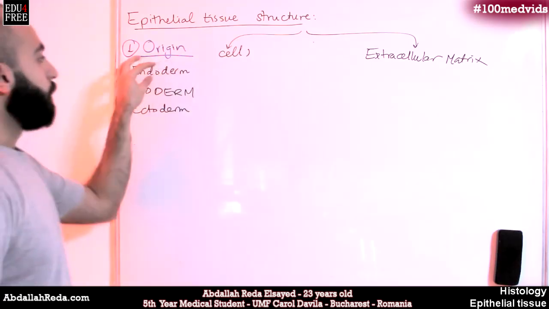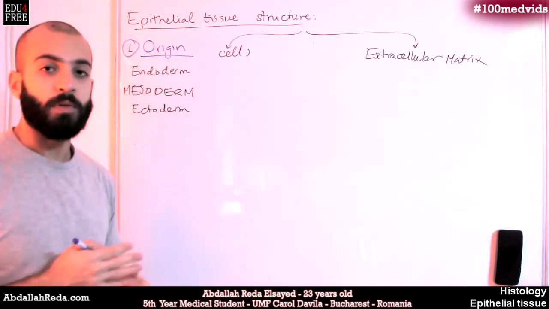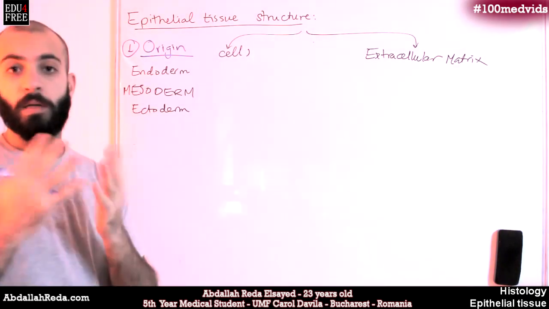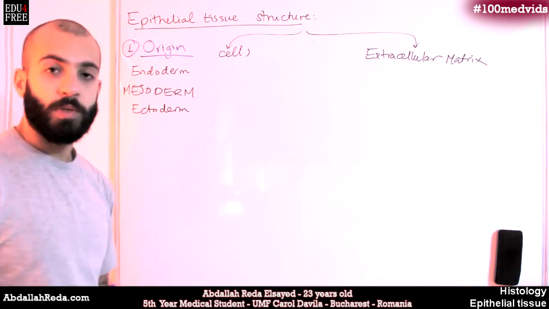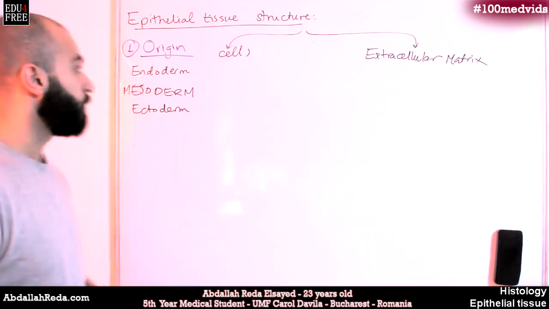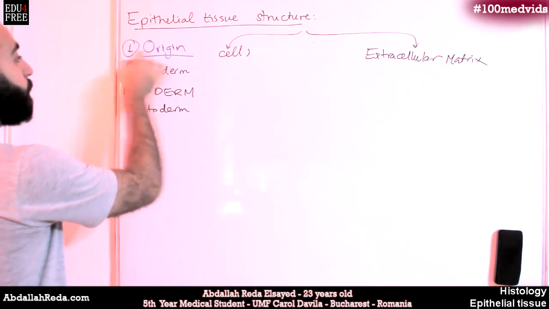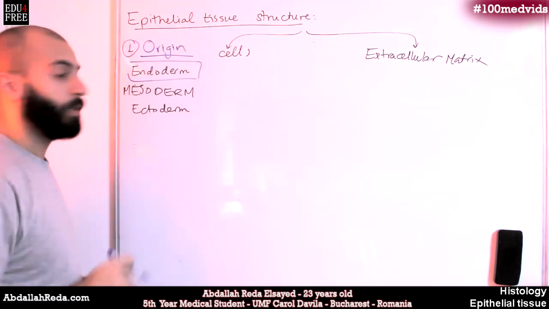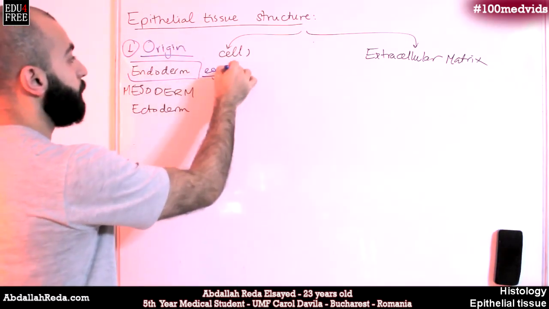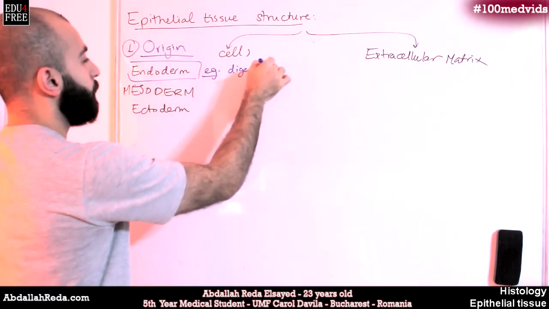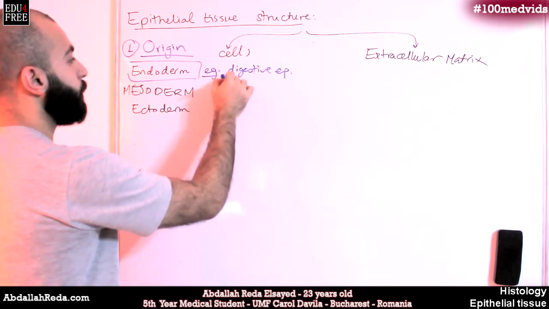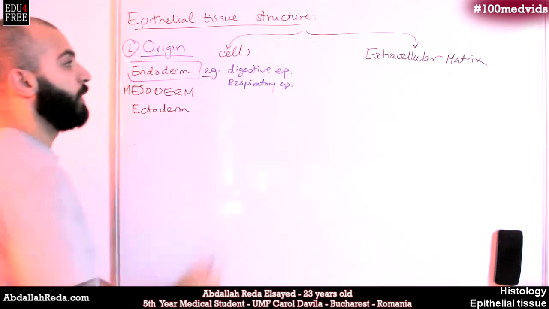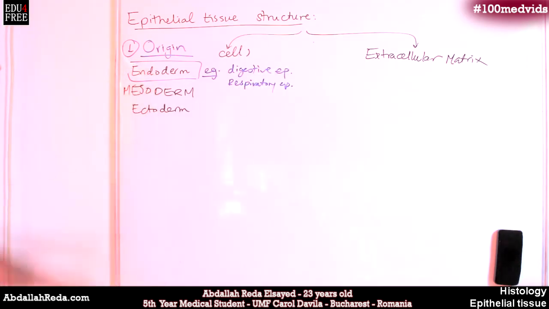The epithelial tissue that covers the lining of the internal organs of the body, making up systems like the respiratory system, the digestive system, and so on and so forth, those come from the endoderm. So the systems that are inside the body, like digestive epithelium or respiratory epithelium, come from the endoderm.